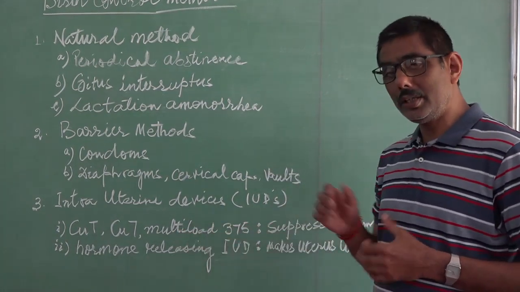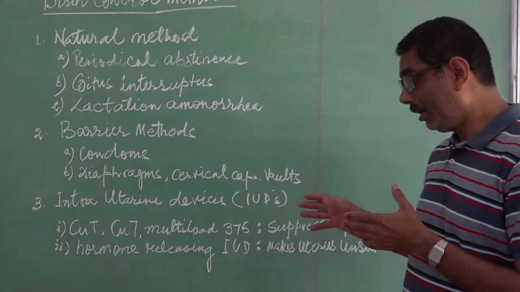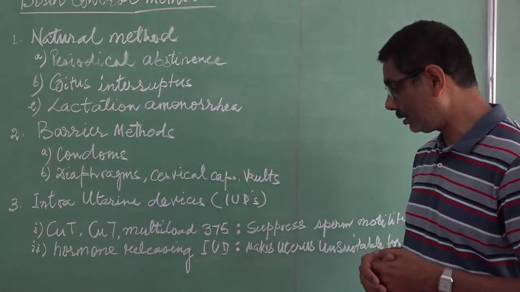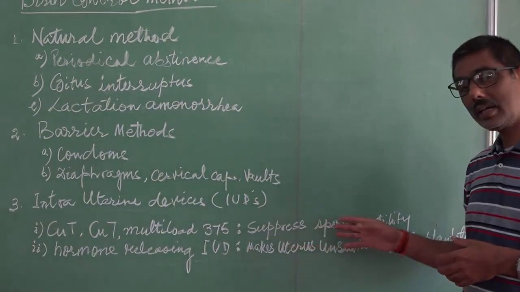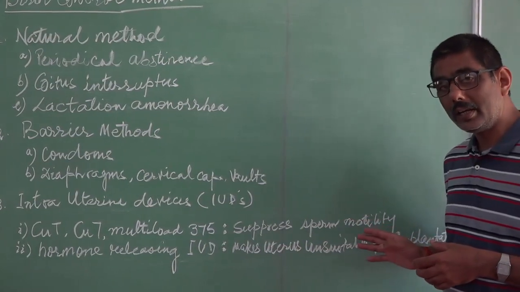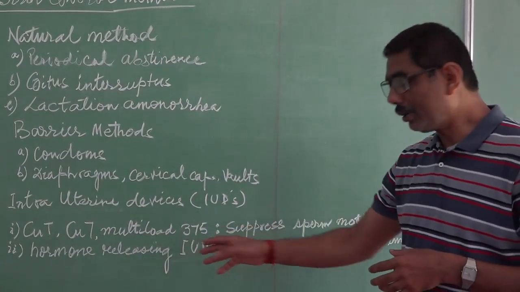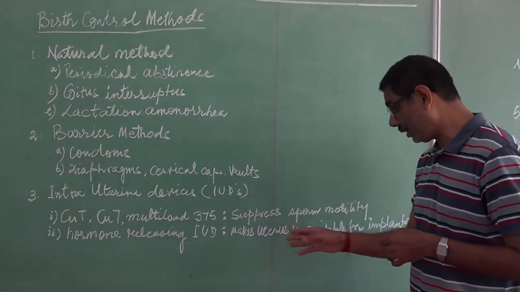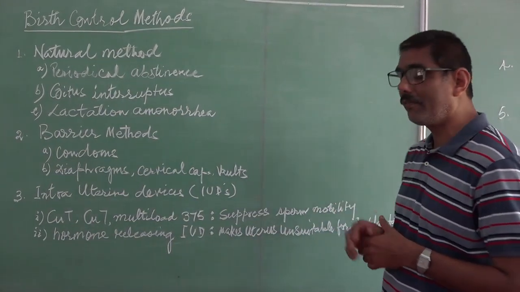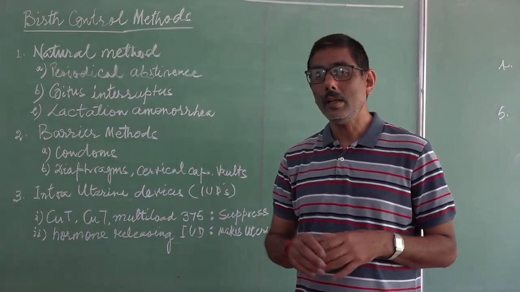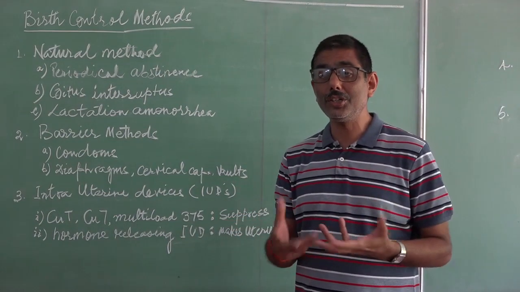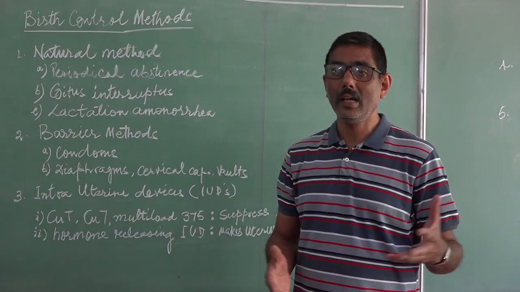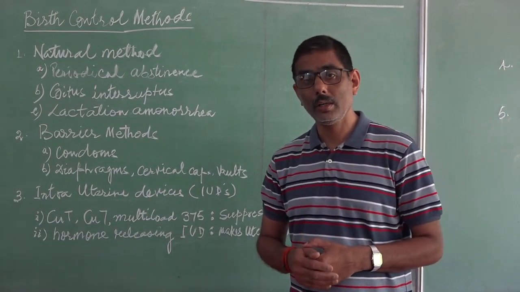Similarly, there is a hormone releasing IUD as well. The difference between the copper releasing IUDs and the hormone releasing IUDs is that the copper releasing IUD suppresses sperm motility, whereas the hormone releasing IUDs, in addition to the suppression of the sperm motility, make the uterus unsuitable for implantation. So obviously, even if fertilization has taken place, there will be no implantation and the period of gestation won't be there and pregnancy will not be ensured.